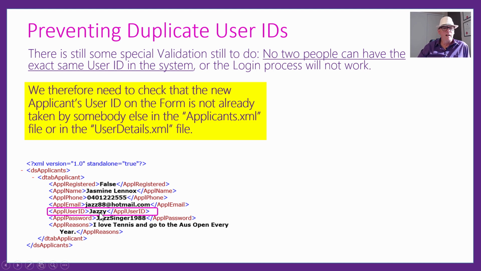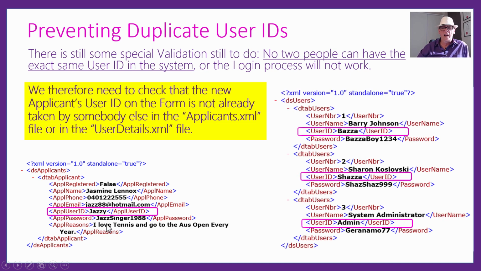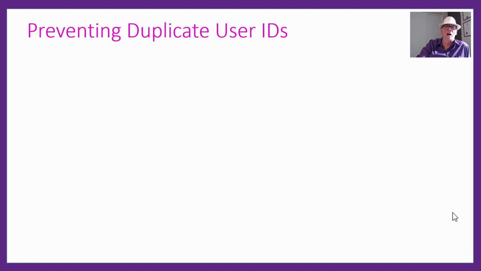So in the applicants file at the moment, that start file you get from the downloads, we've only got one user called Jazzy, user ID Jazzy, and our 3 registered users from the previous lesson are Bazza, Shazza, and the admin user, okay? So there's 4 particular user IDs there which are already taken, so we can't have someone typing in on the form now and picking one of those 4 user IDs because they need to stay unique. So they've already been taken. We need to tell the person, sorry, you need to pick another different user ID.